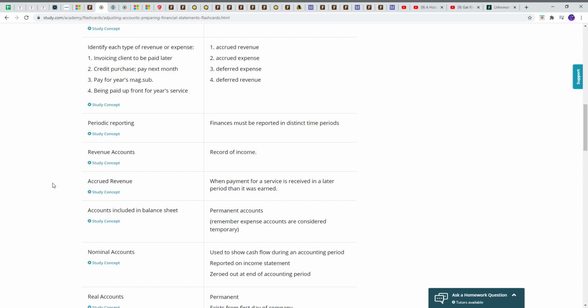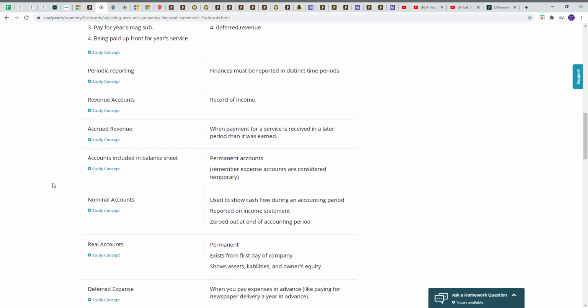Periodic reporting: finances must be reported in distinct time periods. Revenue accounts: a record of income. Accrued revenue: when payment for a service is received in a later period than it was earned.